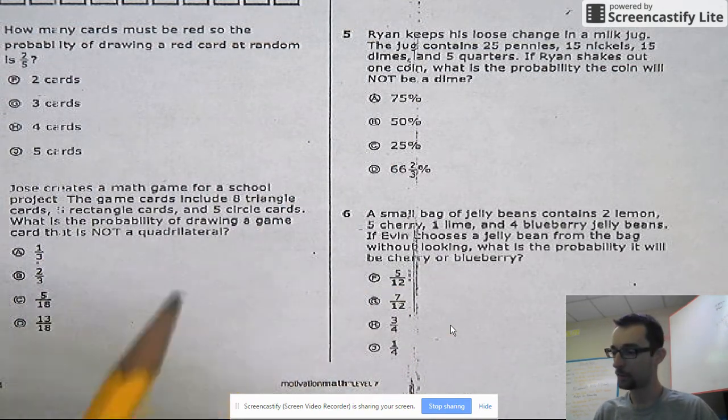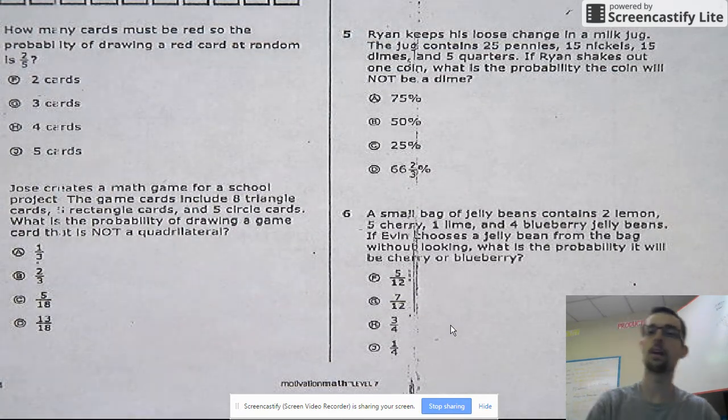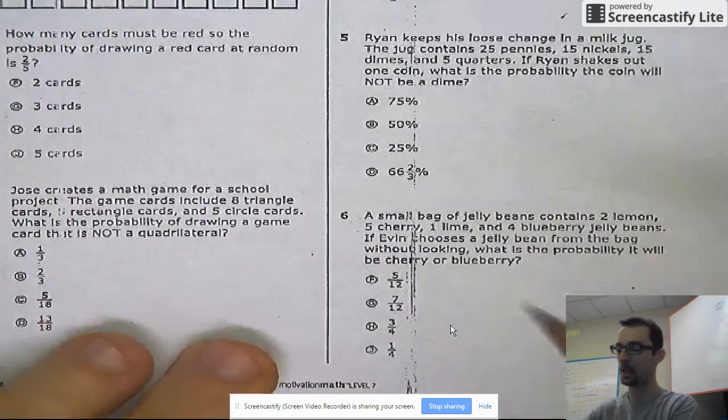So we're on question number 5. Question 5 is about Ryan. Shout out to Ryan. Ryan keeps his loose change in a milk jug. The jug contains 25 pennies, 15 nickels, 15 dimes, and 5 quarters. If Ryan shakes out 1 coin, what is the probability that the coin will not be a dime?